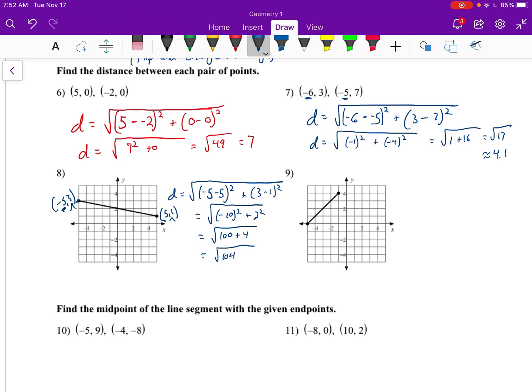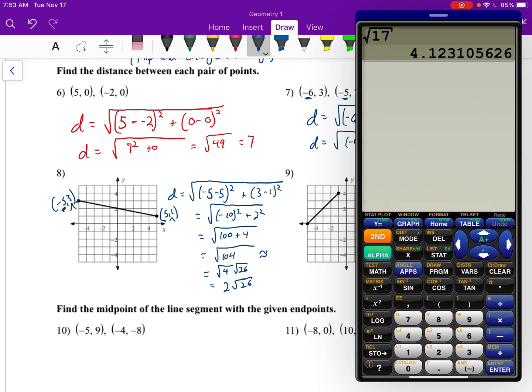We can put that in our calculator. Also, many of you learned how to simplify this. 4 goes into this, so that's a perfect square. So times 26. So this is 2 root 26. Also, for those of you who don't know how to do that yet, you can take the square root of that, and that is 10.2.